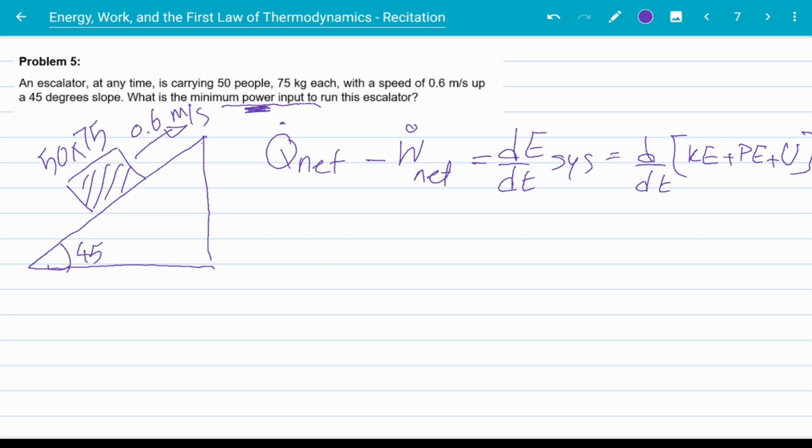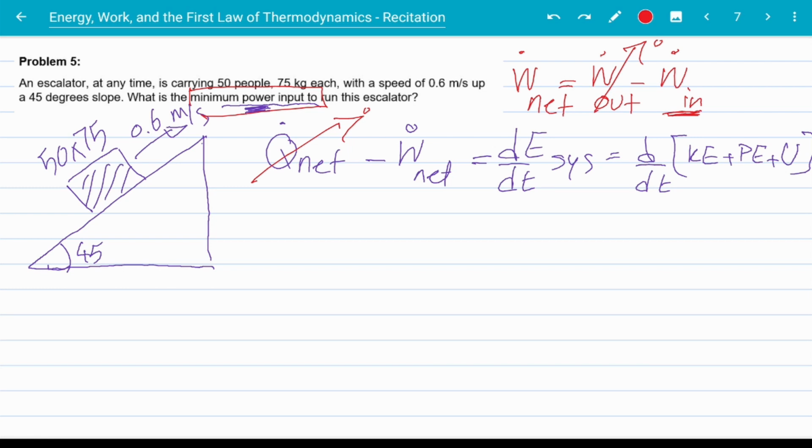So from what we can gather from the problem, there is no heat transfer involved. We also know that W dot net is actually W dot out, the work that the system does, minus W dot in, the power that it consumes. Escalator is actually consuming power from the electric grid, right? It is consuming electrical power. So we know W dot in is the minimum power input that we need. Is the escalator producing any work? The answer is no. It is not generating any work. So that term is out.